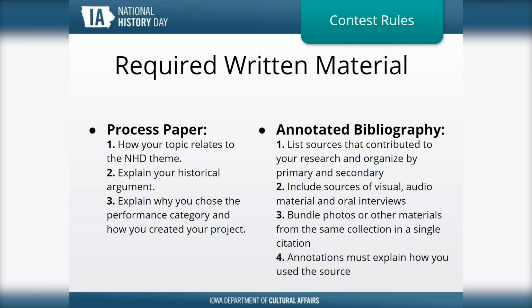So the annotated bibliography is a list of sources that contributed to your research, and it's organized by primary and secondary sources. It includes sources of visual, audio material, and oral interviews. You can also bundle photos or other materials from the same collection in a single citation in the annotated bibliography, and annotations must explain how you use the source.